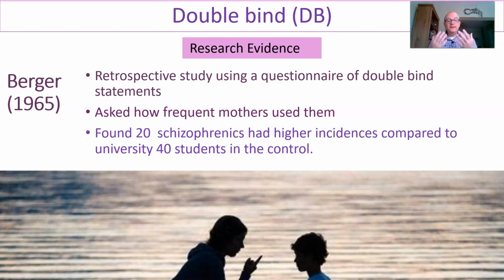Well, they found that the 20 schizophrenics showed higher levels of double-bind communications than 40 students. Now, there are a whole host of problems with this research, and we'll look at that in the video on AO3 next, the evaluation. But this research does suggest that schizophrenics are more likely to experience double-bind communications than non-schizophrenics, therefore supporting the theory.